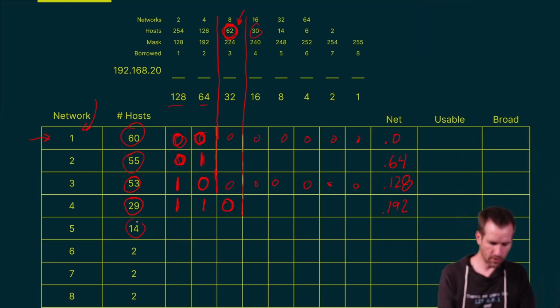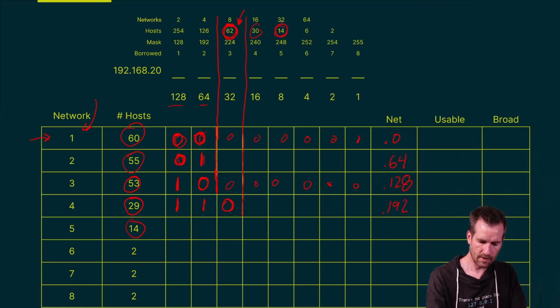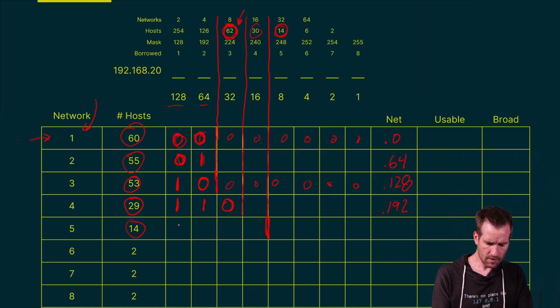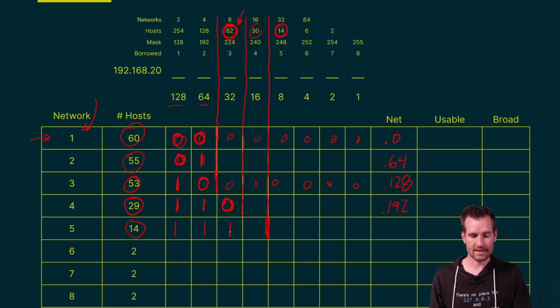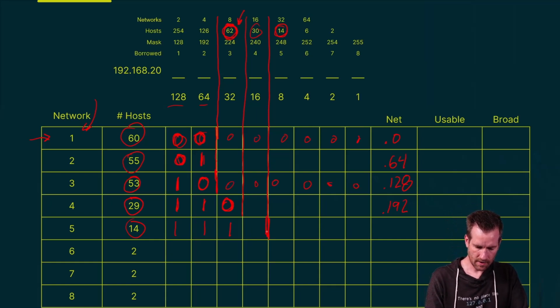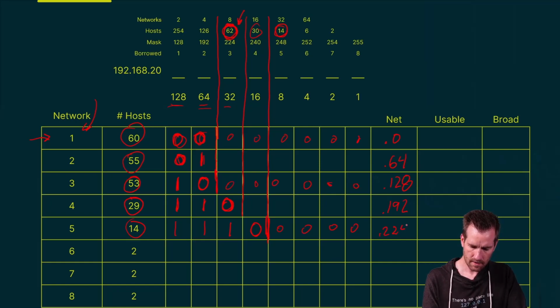The next is 14. So here is 14 right here. I can draw the line for this one right there. So let me make that a little bit darker. And then I've already used up the 110 here. So this needs to be 111. It needs to start out with 111. So that is where we're starting out at. I can put 0 there, and if I were to put 0 for the rest of these, I could add up 128 plus 64 plus 32, that's 224. So there's the network address for that.